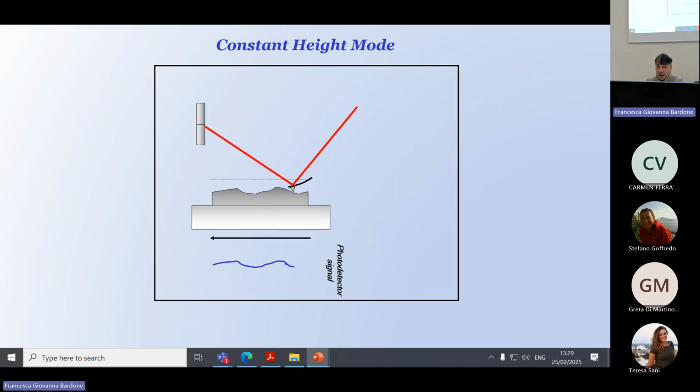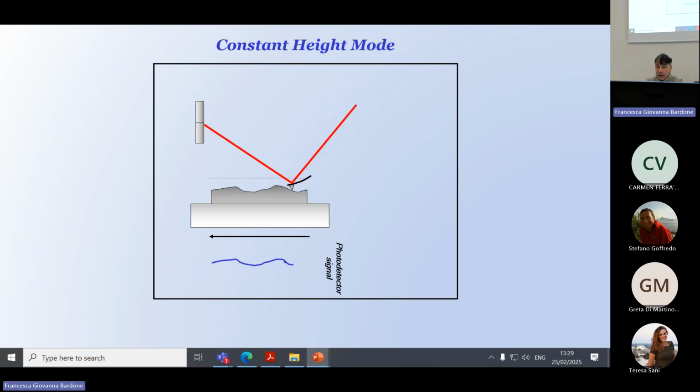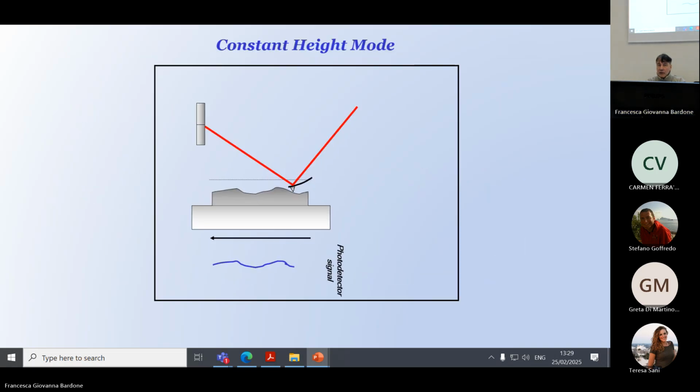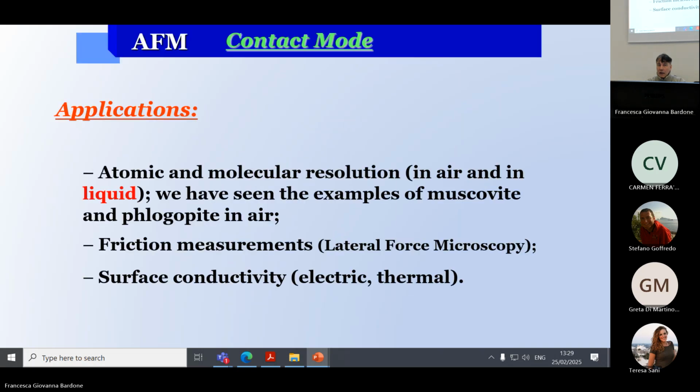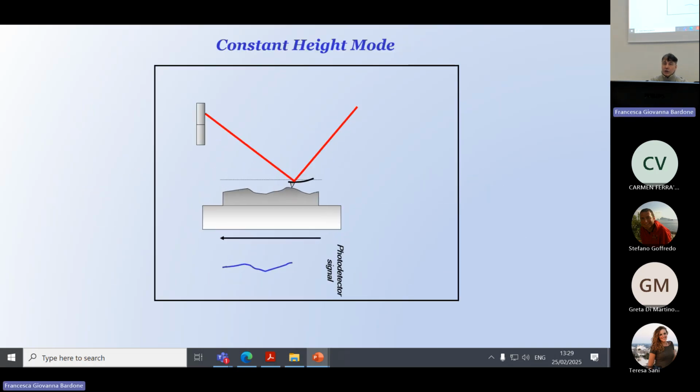In constant height mode, the back of the cantilever is kept at a constant height, but the force changes. Look what happens. Look at the laser. It's deflected in different points during the scanning. This could be used for high resolution on inorganic material, hard inorganic material, not biological material. You have a risk of damaging the cells in the skin.